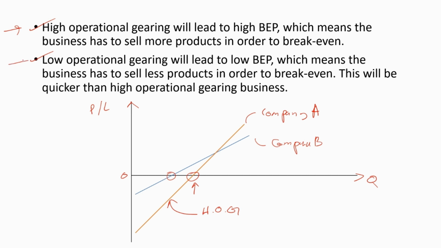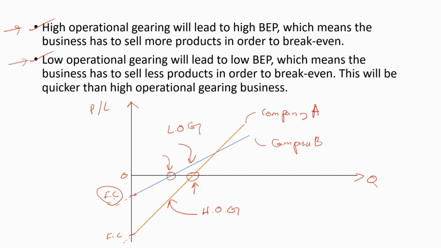And point 2. Low operational gearing will lead to a low break-even point, which is this. This is the lower break-even value. So company B has the low operational gearing. We can extend these lines and find the answer as well. This is the fixed cost for company B. This is the fixed cost for company A.